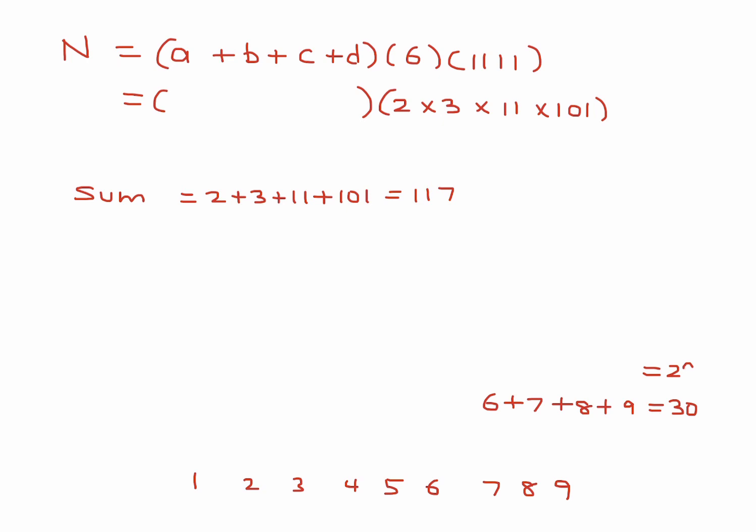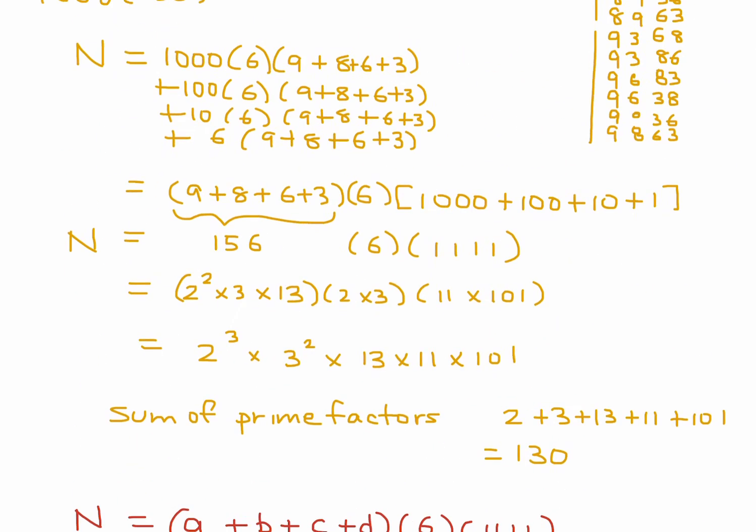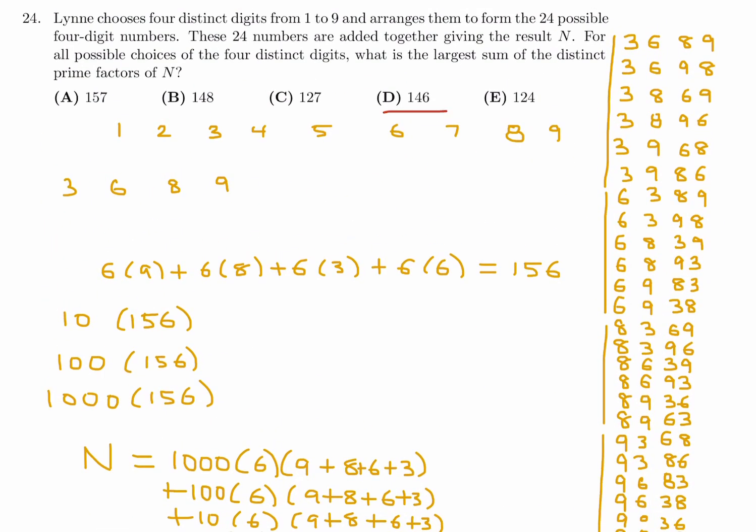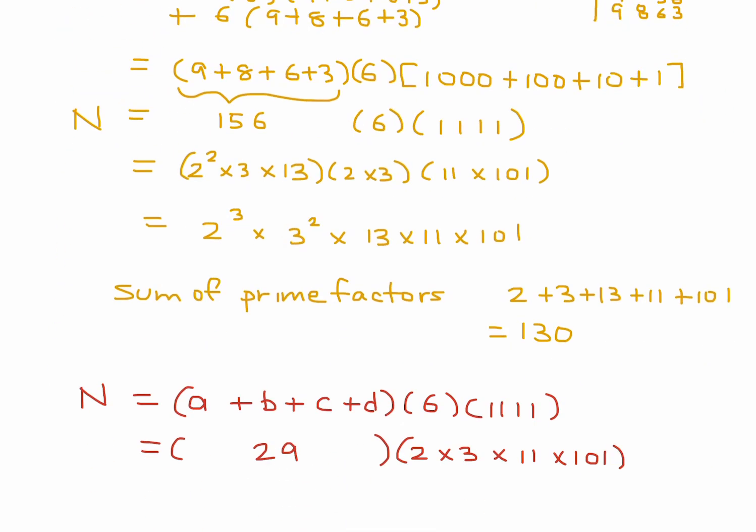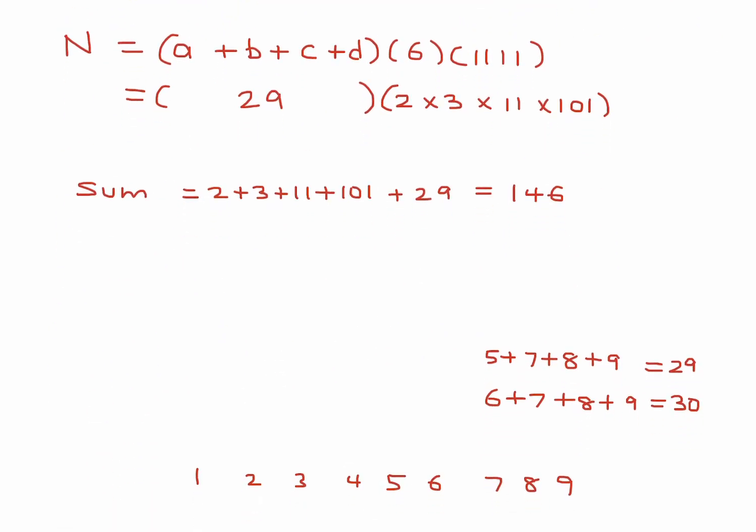Okay, let's try the next one down. 29. You can easily make that with any combination, 7 and 5. That would do it, right? If I put a 29 in here, 29 is a prime number. So that means the sum of the distinct primes would be what I've already written, 2, 3, 11, and 101, plus the 29. And that would bring me all the way up to 146. And that is one of the answer choices. That's D. But before I circle it, let me just make sure that there's nothing bigger than 146.